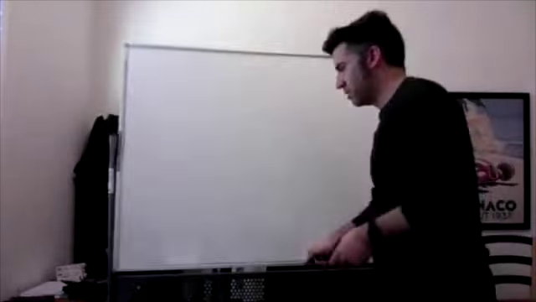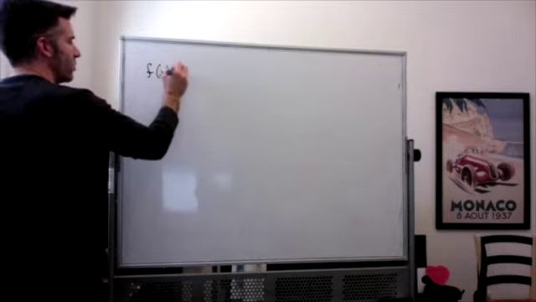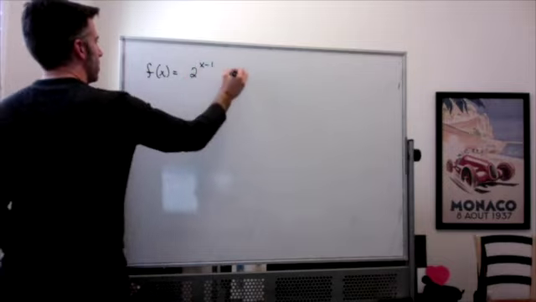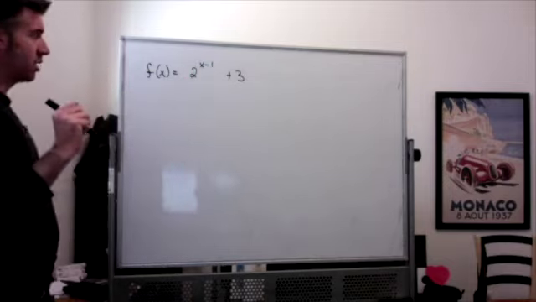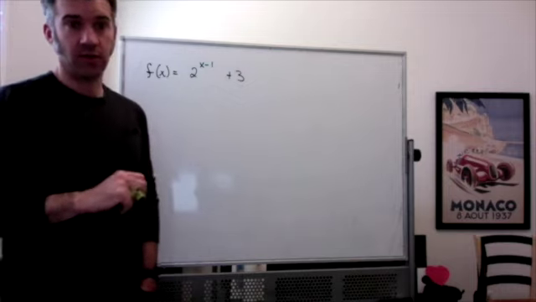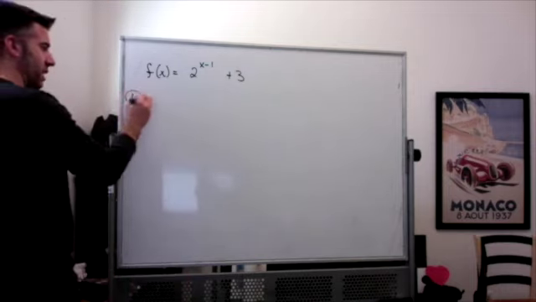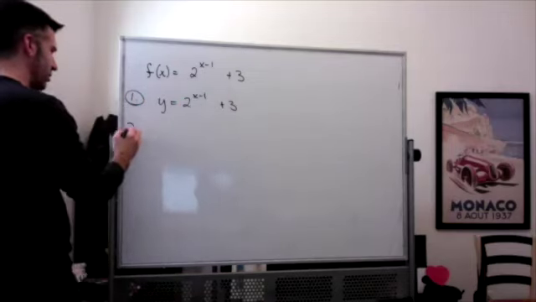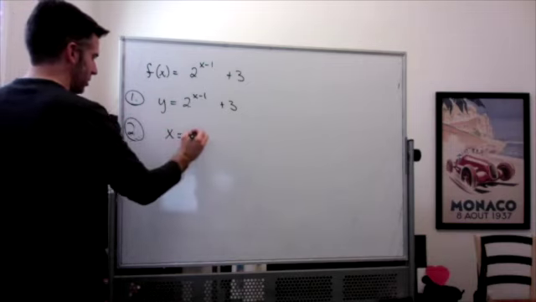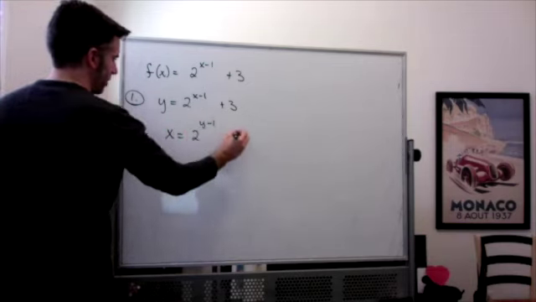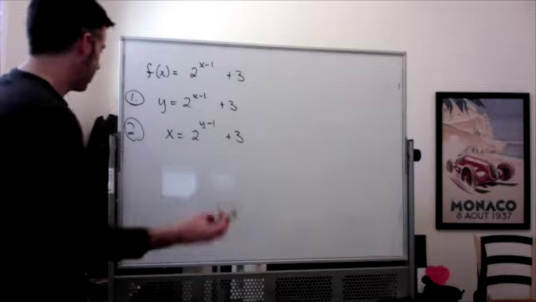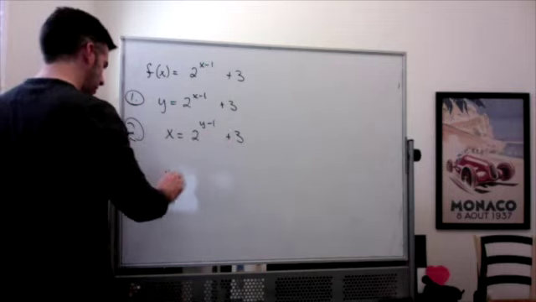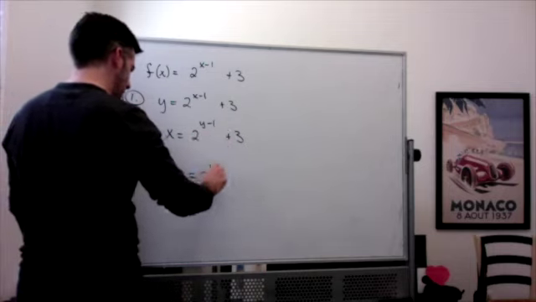Find the inverse of f of x equals 2 to the x minus 1 plus 3. Okay, so this is an exponential thing. Well, in fact, what am I doing? Let's just follow the steps. y equals 2 to the x minus 1 plus 3. And then interchange x and y. So x equals 2 to the y minus 1 plus 3. Now I'm going to try and solve for y. Before I can do anything, I need to bring this 3 over. So x minus 3 equals 2 to the y minus 1.